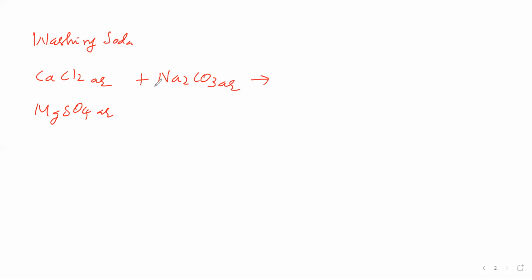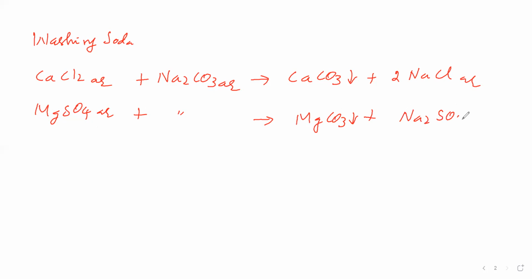So what will happen is this calcium takes carbonate and becomes calcium carbonate precipitate. This sodium takes chloride and goes to solution as sodium chloride. Now magnesium sulfate with the sodium carbonate: magnesium with the carbonate becomes magnesium carbonate precipitate. Then sodium with the sulfate becomes sodium sulfate, which goes to solution. Most of the alkali metal salts are quite soluble in water. So sodium sulfate and sodium chloride are soluble in water.